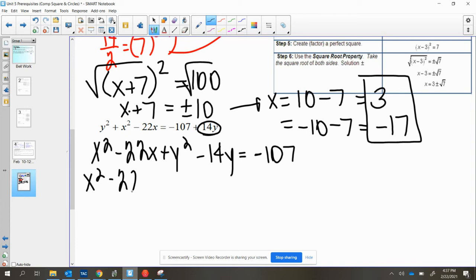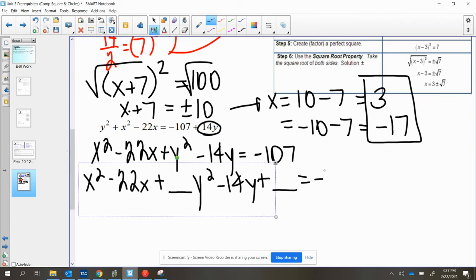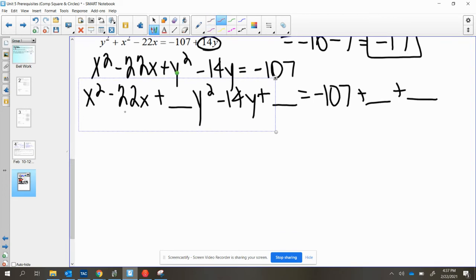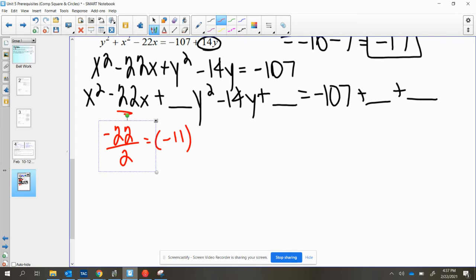Now, when we complete the square, we're going to complete the square for both the x's and the y's to get both pieces factorable. Okay, so add on to both sides now, which means since we're adding two things to the left, we'll add two things to the right as well. So we're going to take that b value for each, negative 22, divide that by 2, get negative 11.